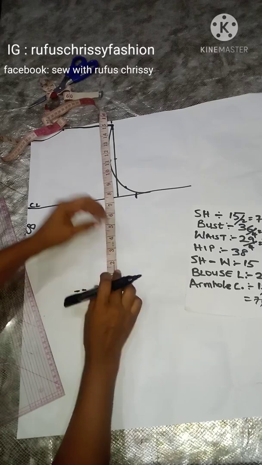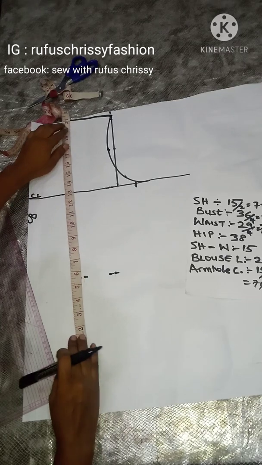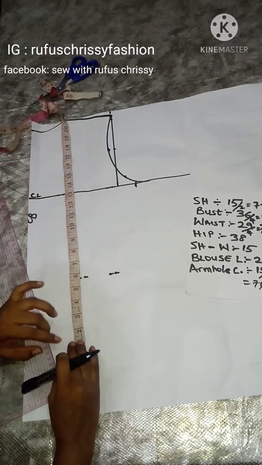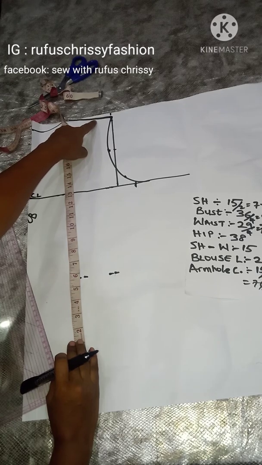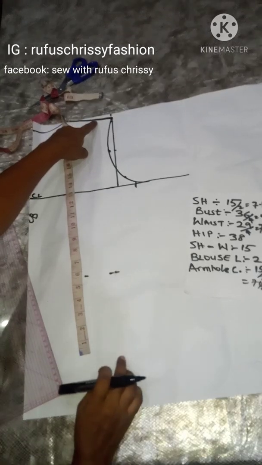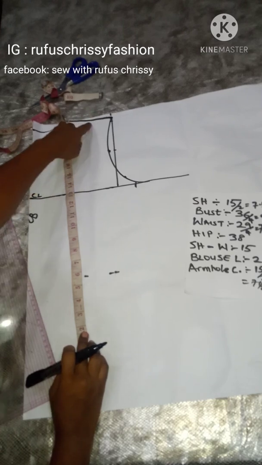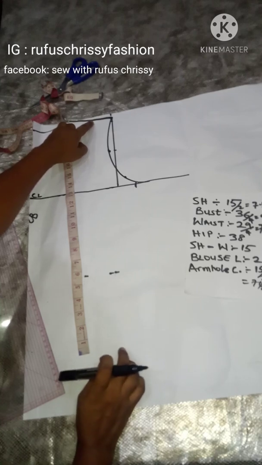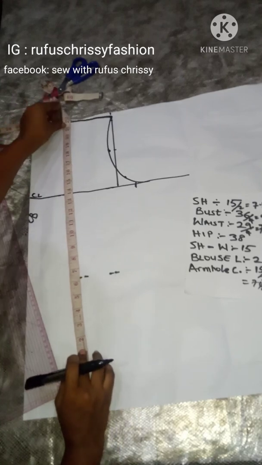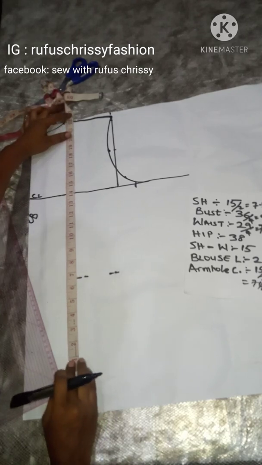Can you see it? And the next thing I'll be marking is my blouse length, which is 21. Now this time around, I'm going to be adding to my 21. I'll be adding ½ inch to join the shoulder and ½ inch to turn the hemline. So that will give me 1 inch. So 1 plus 21 gives me 22 inches. So I will go ahead and mark 22 inches.